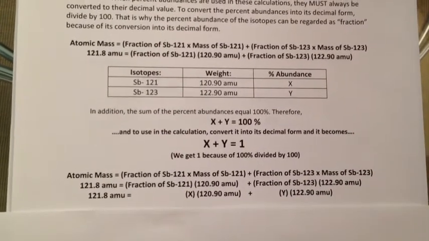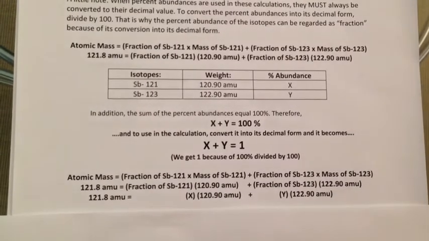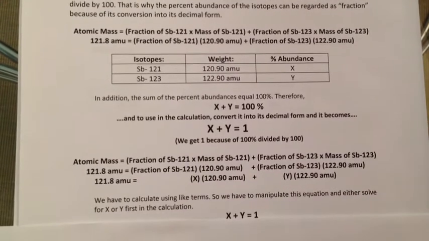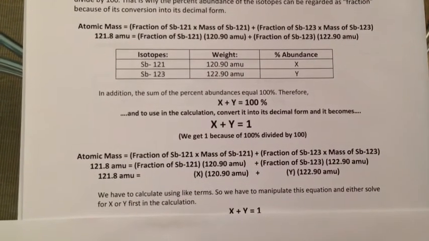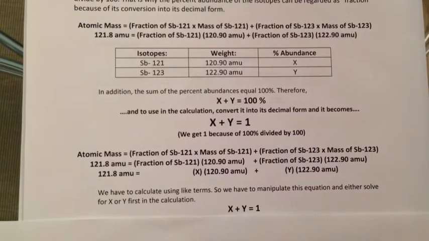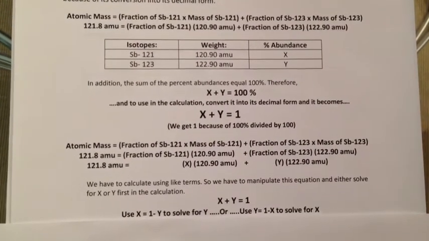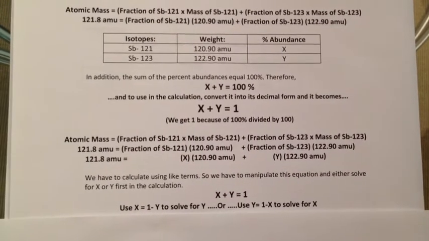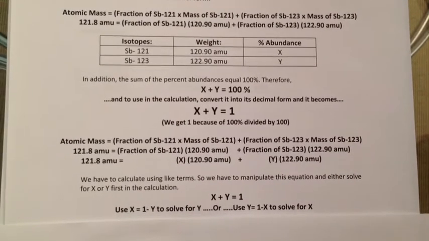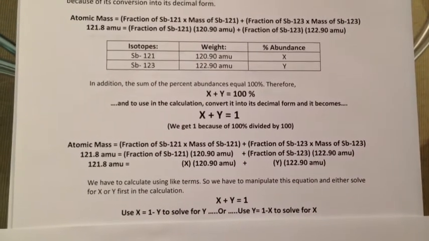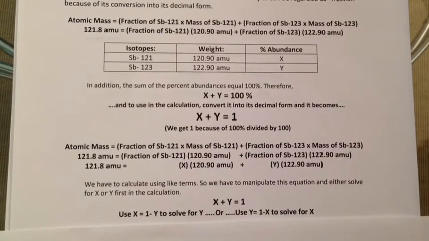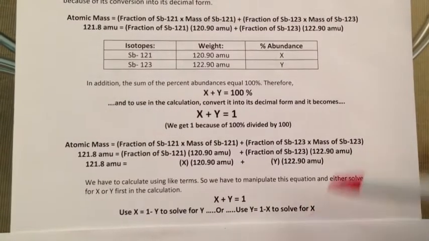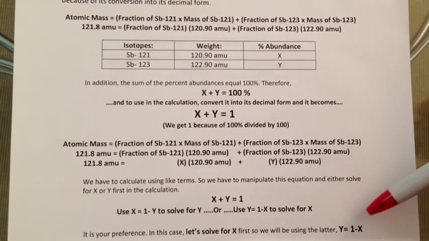Now, as you can see, we have to calculate using like terms. So, we have to manipulate this equation and either solve for X or Y in the calculation. Now, use X equals 1 minus Y to solve for Y, or use Y equals 1 minus X to solve for X. It is your preference, but in this case, let's solve for X first. So we will be using the latter, this part. Y equals 1 minus X.